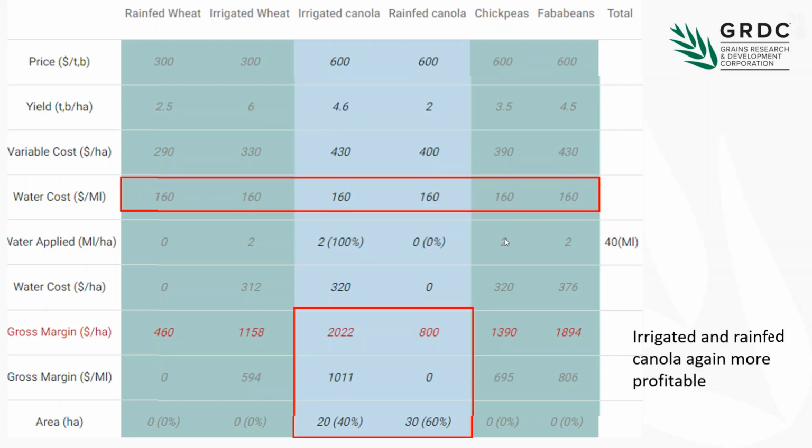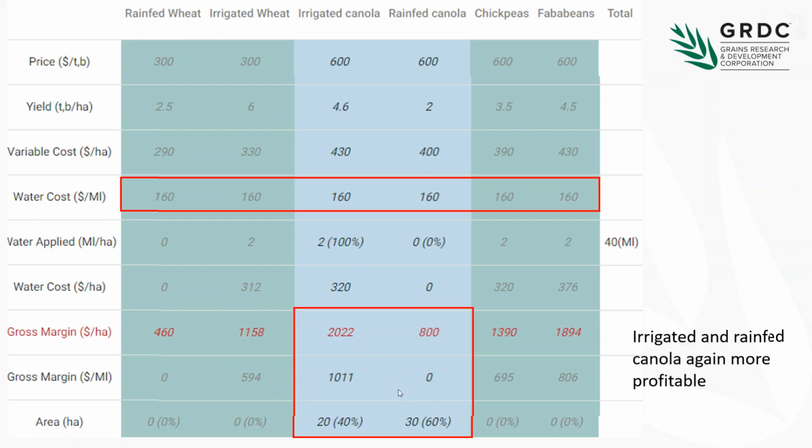Now we see that irrigated canola and rain-fed canola are again the most profitable. So the Optimiser's gone away and done all the combinations underneath the hood, and it said, well, sow 40% of your area as canola, as irrigated canola, and leave the rest as rain-fed canola. And so we've had that canola result quite a bit.